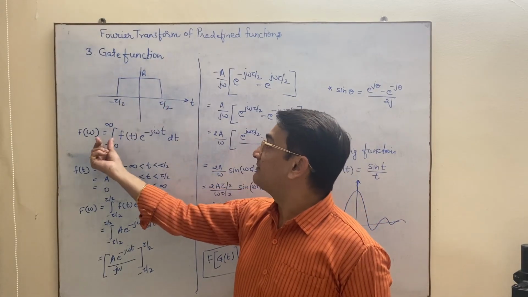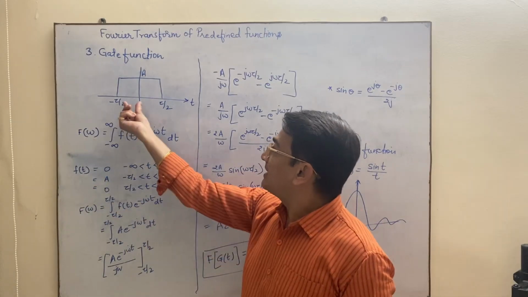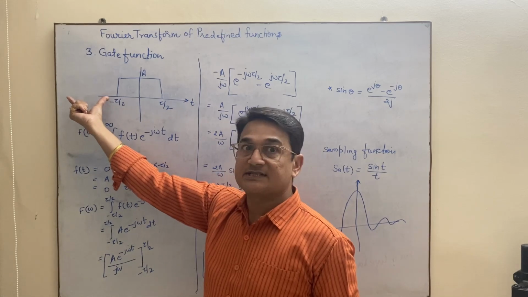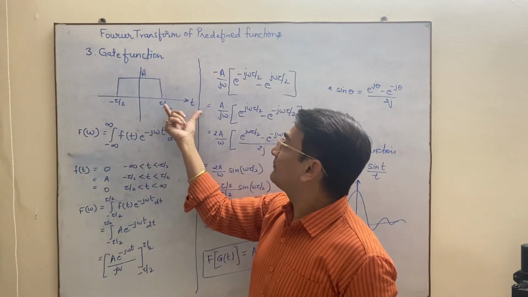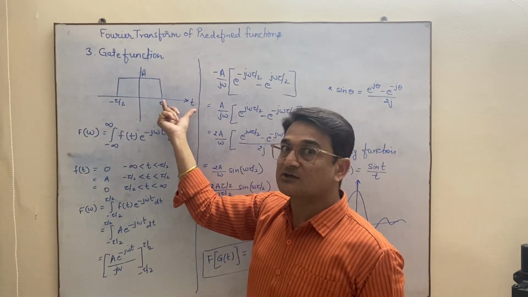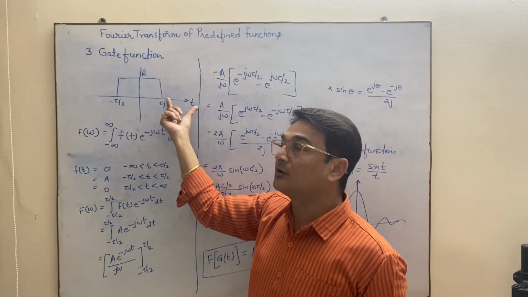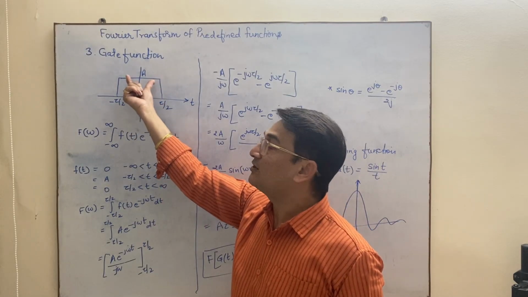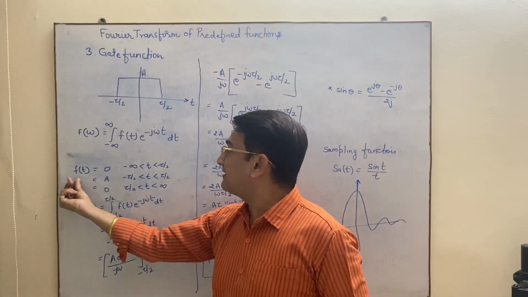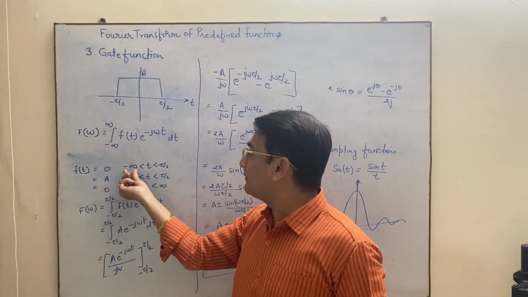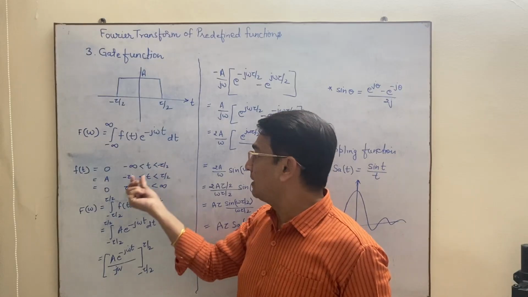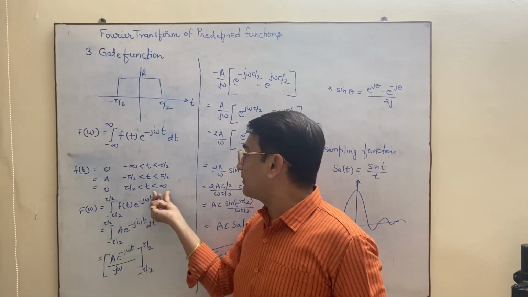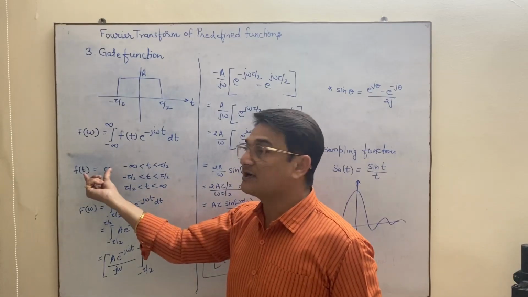So first of all, we will define this function f of t. As you can see, between minus infinity to minus tau by 2, the function is 0 because it is not existing, and from tau by 2 to infinity, this function is also not existing, so that is also 0. So this function is only existing between this limit, and in this limit the value of the function is a. So we can define our function f(t) is equal to 0 between the limit minus infinity to minus tau by 2, a between minus tau by 2 to plus tau by 2, and 0 between tau by 2 to infinity. So this is the function f(t).